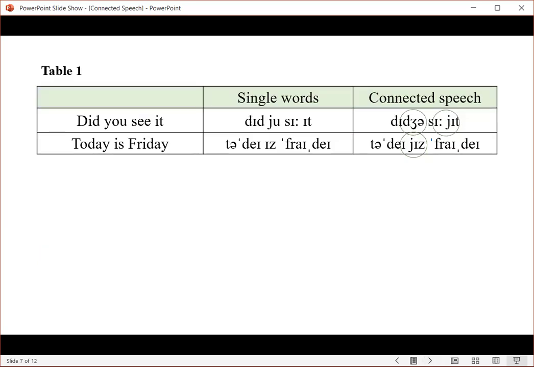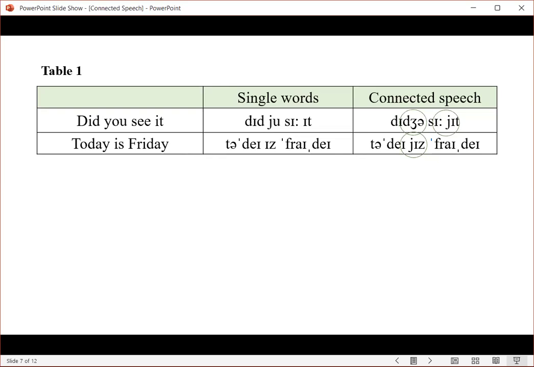The table illustrates how the "ya" insertion operates in connected speech, smoothing transitions between words that end and begin with vowel sounds. In the first example, the phrase "did you see it" is pronounced carefully as "did you see it." But in natural, connected speech, it becomes "did ya see it," with the "ya" sound appearing between "see" and "it." This inserted sound, in addition to the assimilation taking place, helps link the final vowel of "see" and the initial vowel of "it," making the transition smoother.